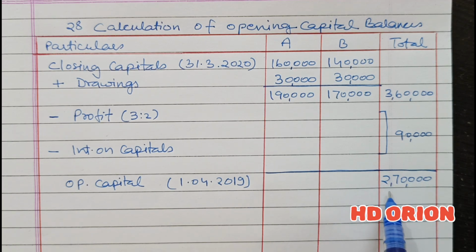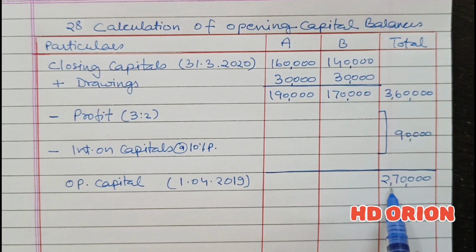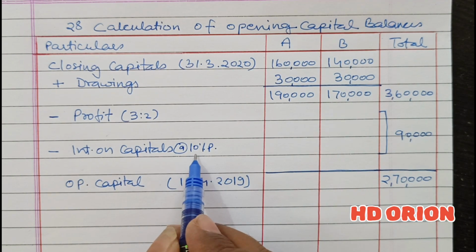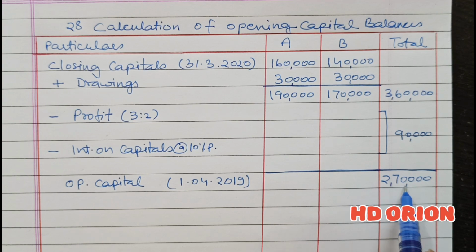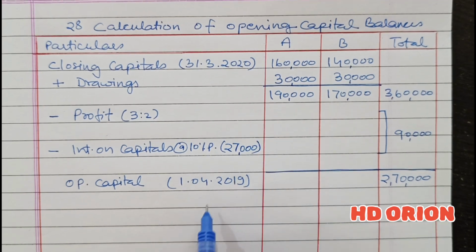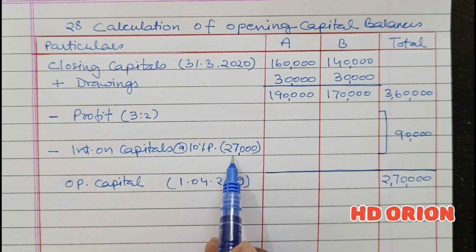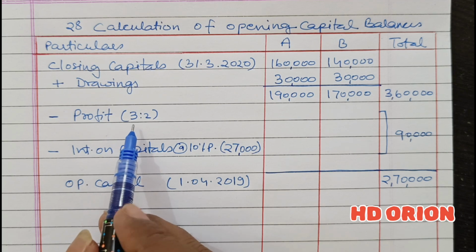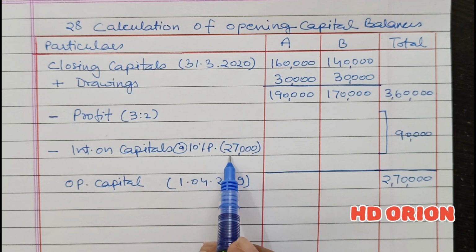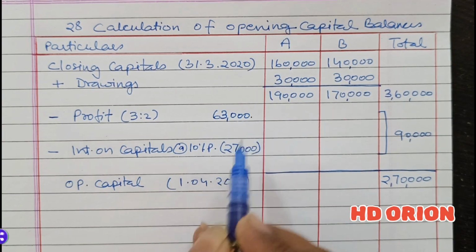Now when the total capital is known to us, we can also know the interest on capital, which is at the rate of 10% per annum. Fine. So on opening capital, 10% is interest on capital, so 2,70,000's 10% is rupees 27,000. So out of 90,000, 27,000 is given as interest on capital, and therefore distributable profit has to be how much? It has to be 90,000 minus 27,000, which is equal to rupees 63,000. I hope you are getting this.